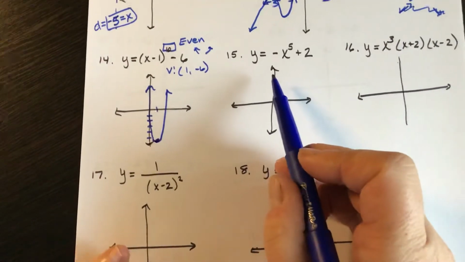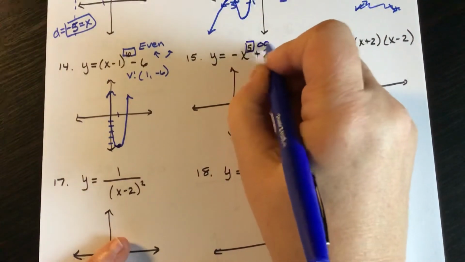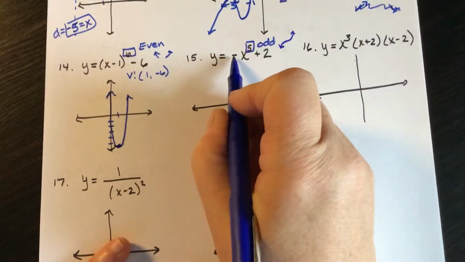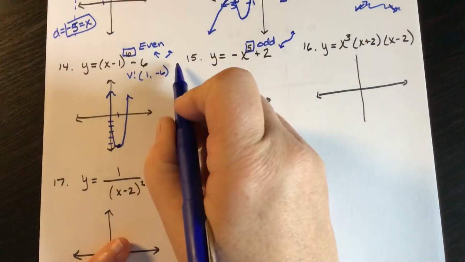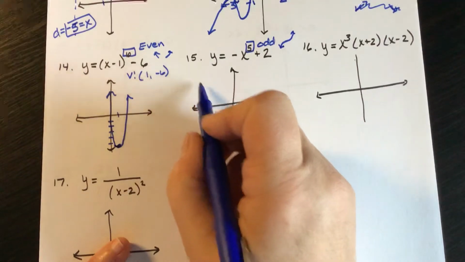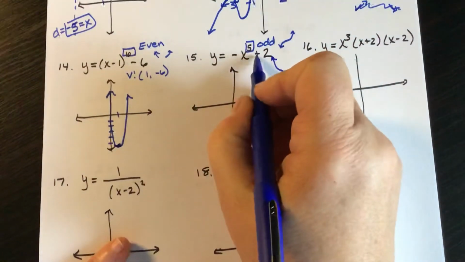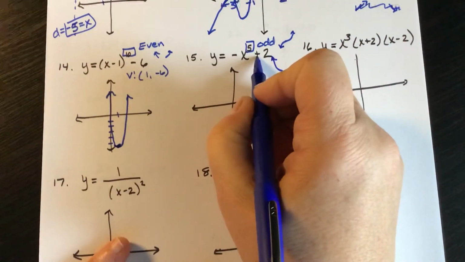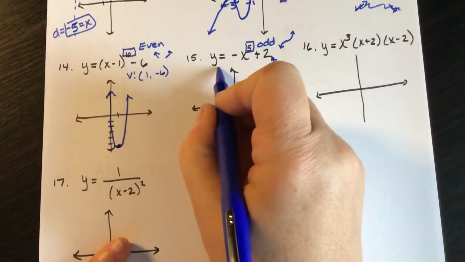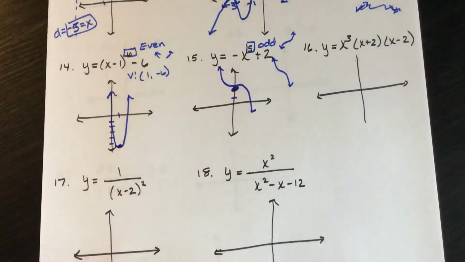Number 15 is also a power function. This time, my degree is odd. So this is going to take on the shape of a chair function, but because it's negative, I'm going to start not from below and going up, I'm going to start here and come down. So this is actually going to look like this, but I'm not going to have a center at 0, 0. I'm going to have a shift of 2. So it's going to come down and then look like that.